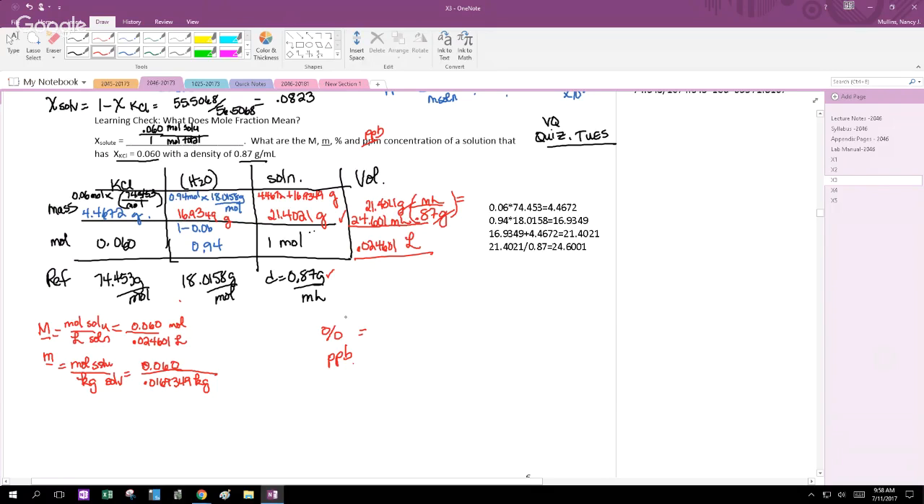How do I calculate percentage? Mass of my solute over mass of my total solution times 10 to the second. Same fraction times 10 to the what for parts per billion? Parts per million is 10 to the sixth. Parts per billion is 10 to the ninth. So the difference here, times 10 to the seventh, would take me between those. In this case, 4.4672 divided by 21.4021.